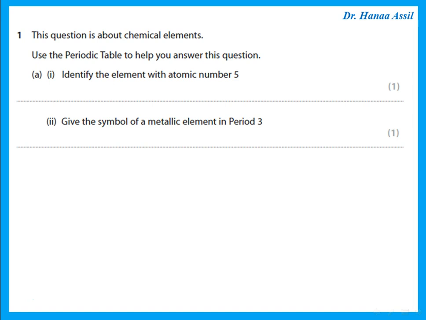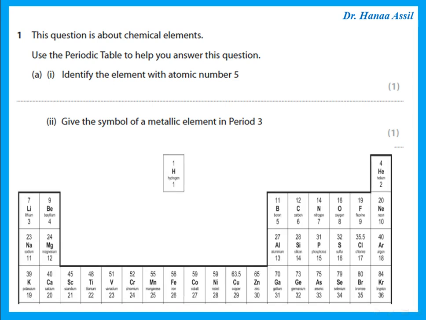So the first question in this paper was, this question is about chemical elements. Use the periodic table to help you answer this question. So you have at the beginning of the exam a copy of the periodic table, and the first question says identify the element with atomic number 5.